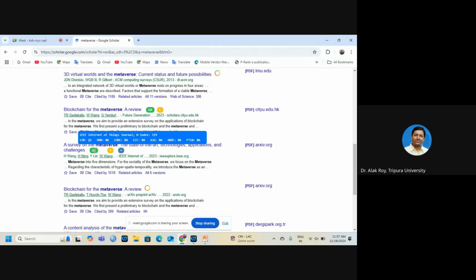Then VHP, it's not there. Core, it's not there. CCF, it's not there. Academic journal type, it's not there. ABDC, it's not there. FT50, it's not there. So this is the ranking of this journal. So whenever you are going for your articles, and this is not only for checking publication.